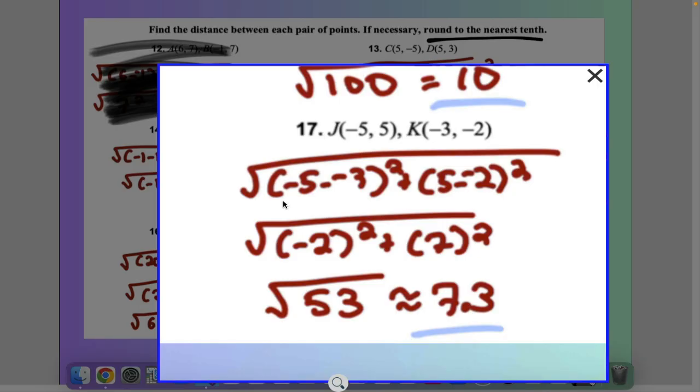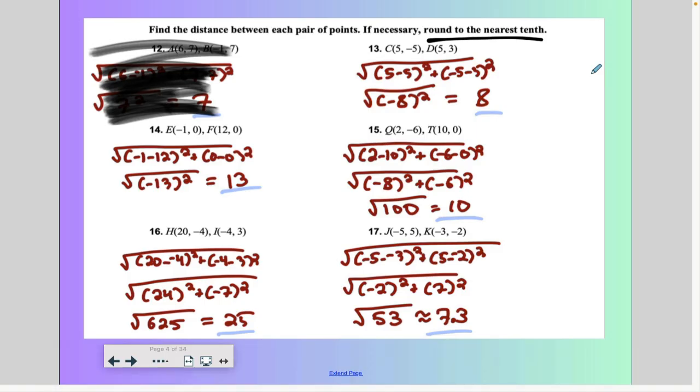There's no shortcuts here. -5 minus -3, get an answer, and then square it. 5 minus -2, get an answer and square it, then add them together, and then take the square root. There's no shortcuts. And if you try to do stuff like this, I'm going to cry.